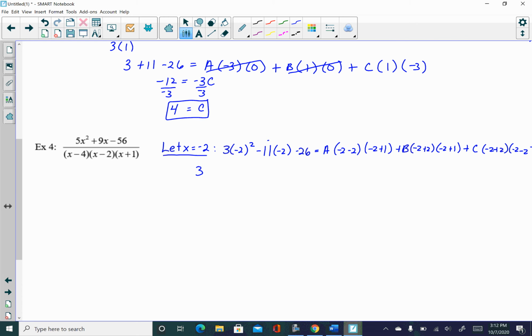So I have 3, that negative 2 squared gives me a positive 4, so that really lands me at 12. Negative times a negative will give me a positive 22 minus 26. Let's see, then I would end up with a, first parenthesis is going to be negative 4. Next parenthesis would be negative 1, plus b, that's going to give me a 0 and a negative 1, plus c is going to give me a 0 and a negative 4.